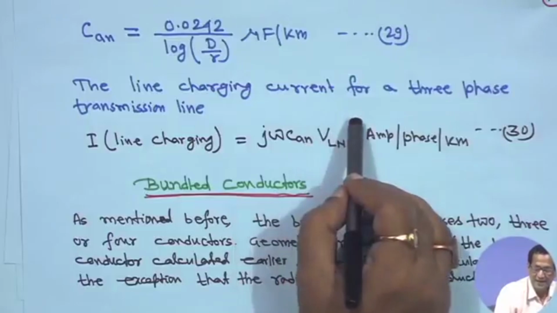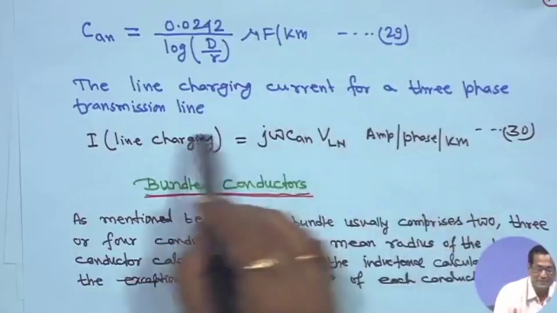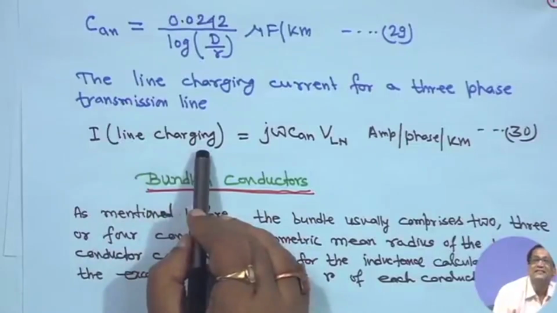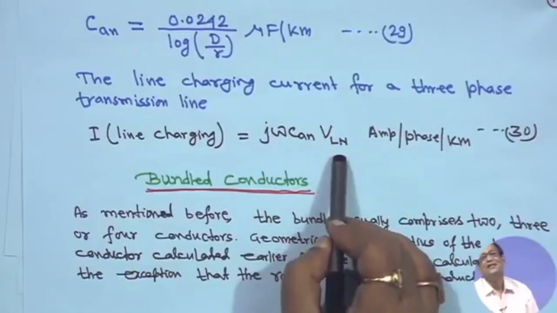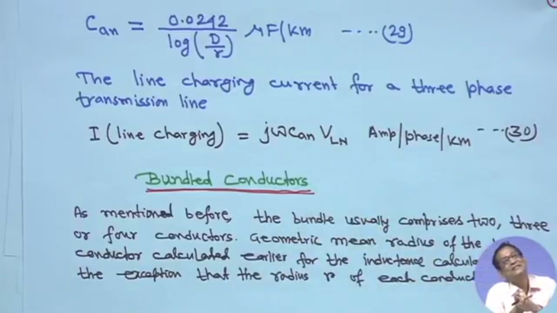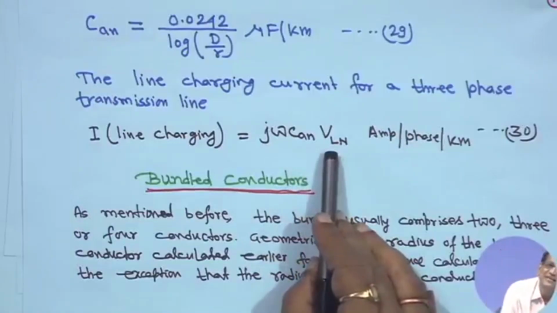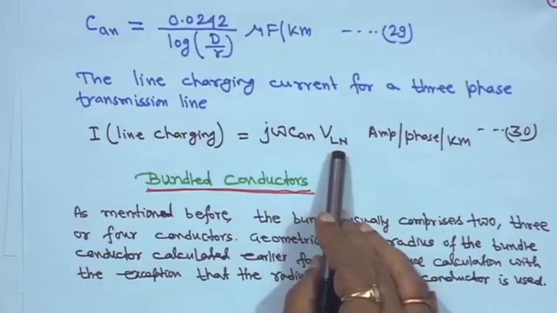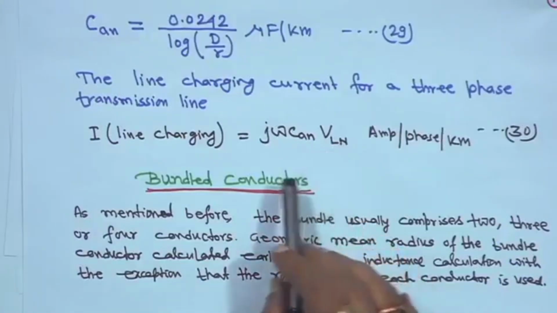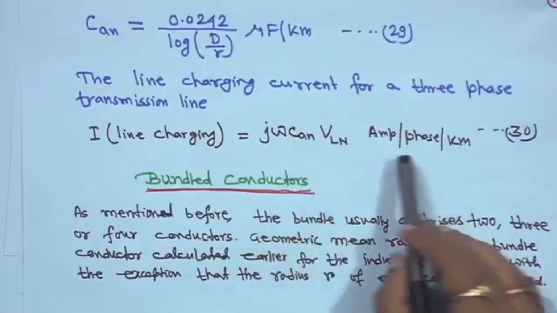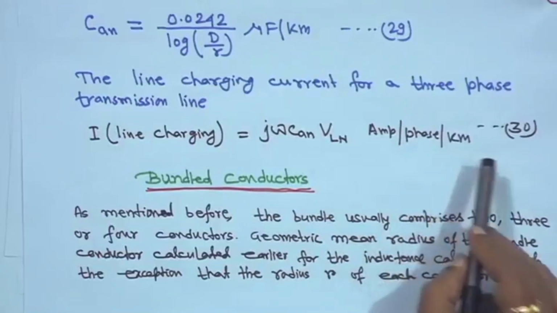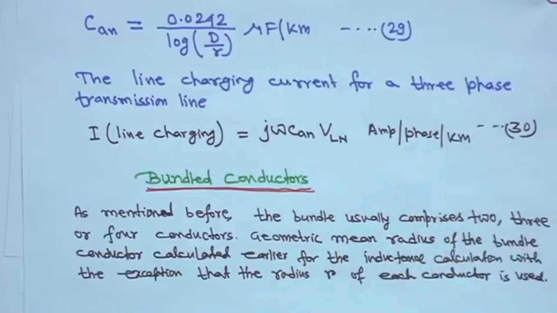Therefore, the line charging current for a 3 phase transmission line, I in brackets line charging, is the same as before: j omega CAN VLN, where VLN means line to neutral voltage. That means if you have phases A, B, C, it is either VAN or VBN or VCN. In this case, we are using CAN and VAN, line to neutral, but since CAN, CBN, CCN are all the same for a balanced line, the unit is ampere per phase per kilometer. This is equation 30.